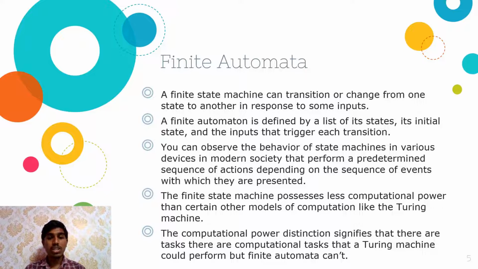The finite state machine possesses less computational power than certain other models of computation like the Turing machine. So the computational power distinction signifies that there are computational tasks that a Turing machine could perform but finite automata can't.